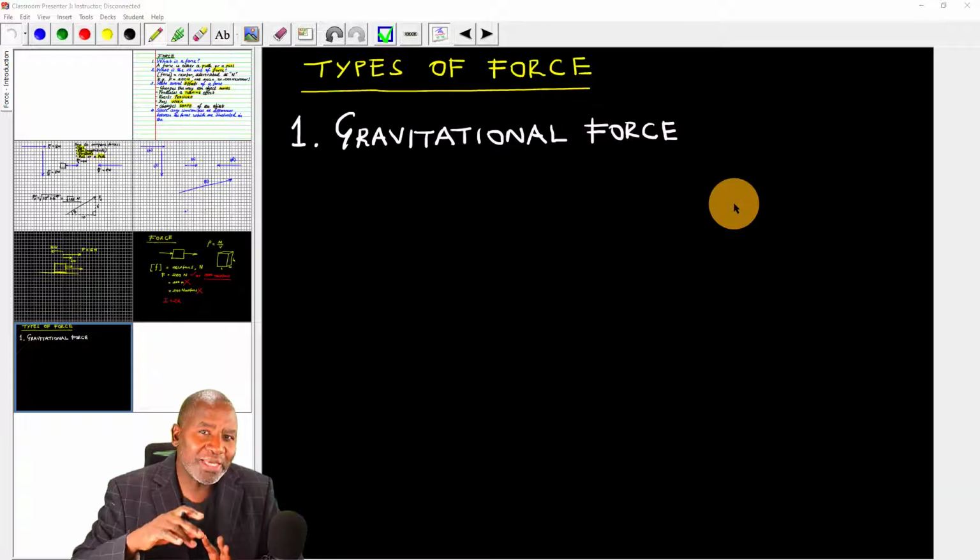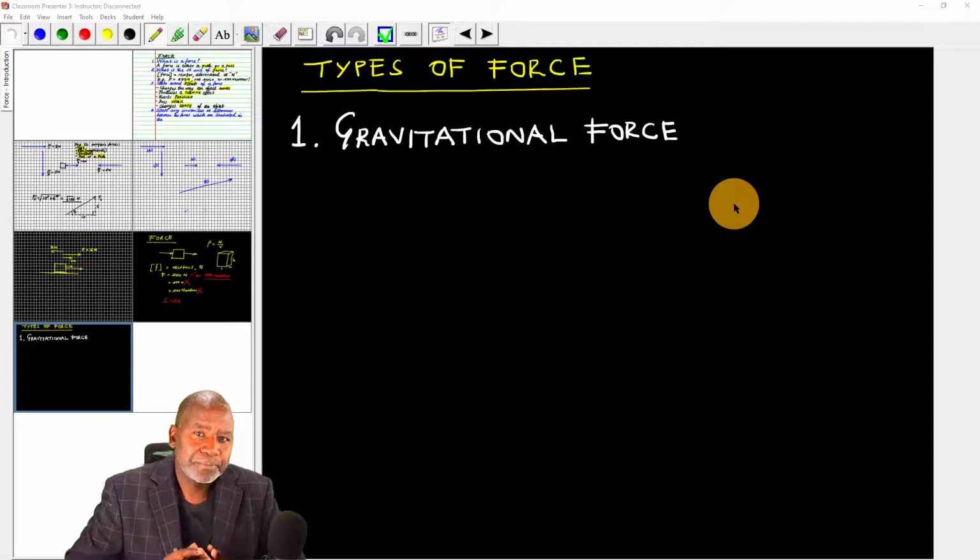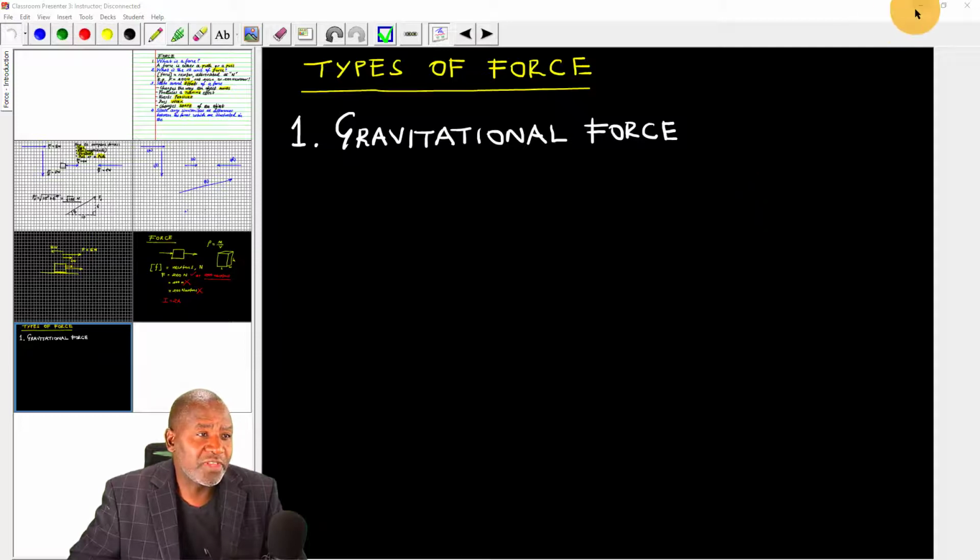Forces do not work in isolation. They work in such a way that you've got to mention what is applying this force and on what the force is being applied. So gravitational force is the force of attraction between two objects of given masses. Force of attraction. And the most common one that we think about is the force of attraction between the Earth and the Sun. And let's look at a simulation of the same.